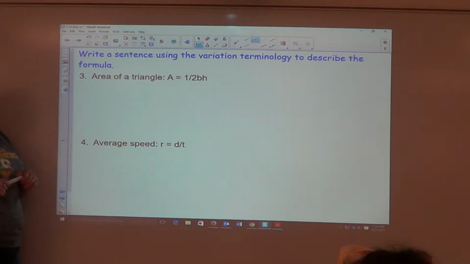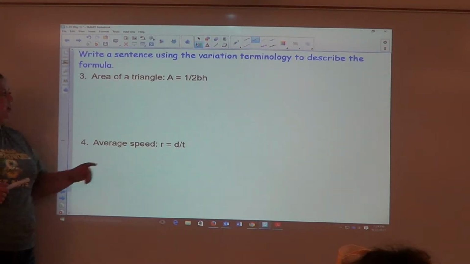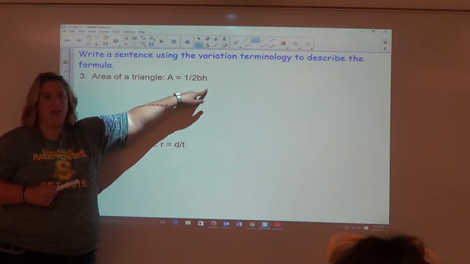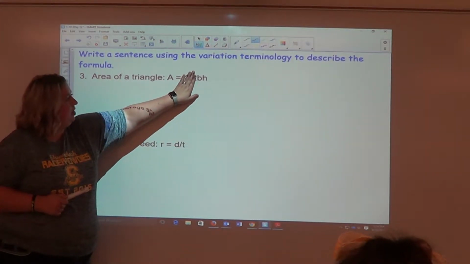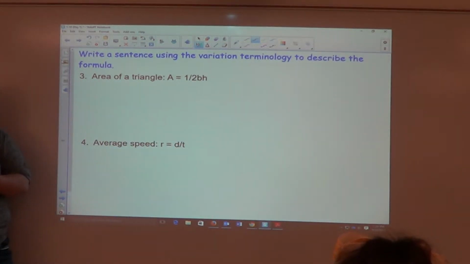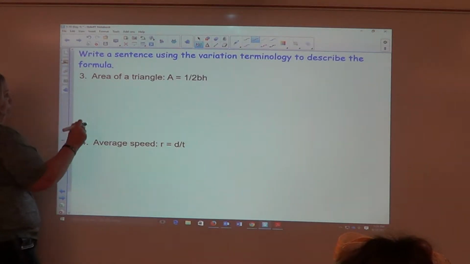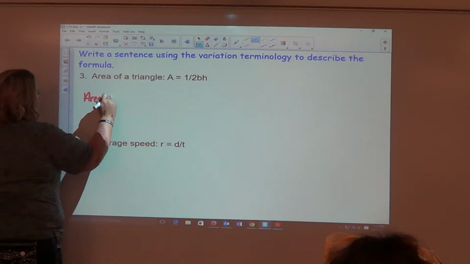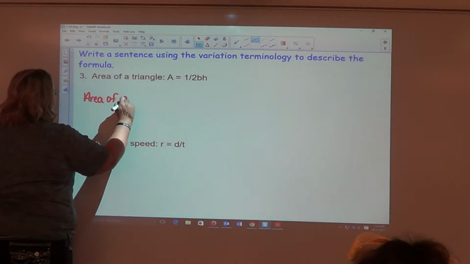So if I were to do the first one, the area of a triangle, that's A. What does the B mean? Base. What does the H mean? Height. Okay. So if we forget about this, I have 2 variables multiplied together. So is that directly, inversely, or jointly? Jointly. So how you'd write a sentence, you would say the area of a triangle.